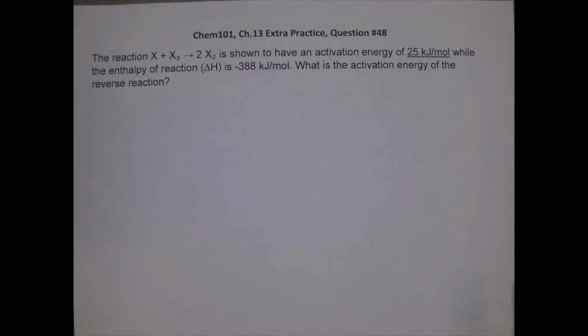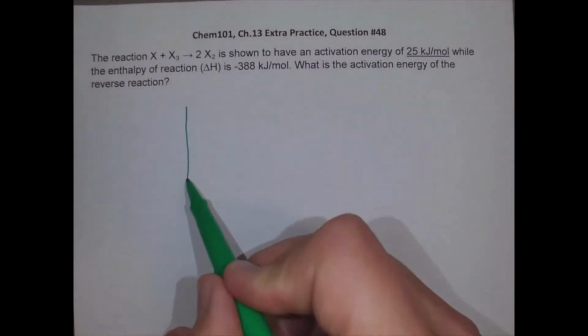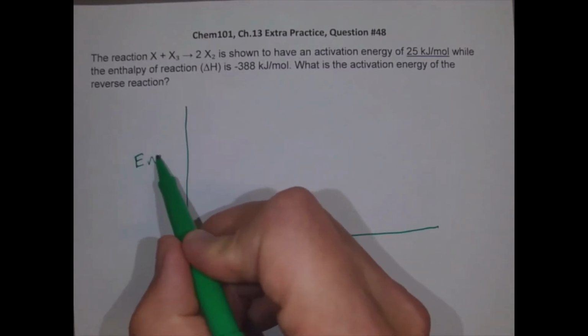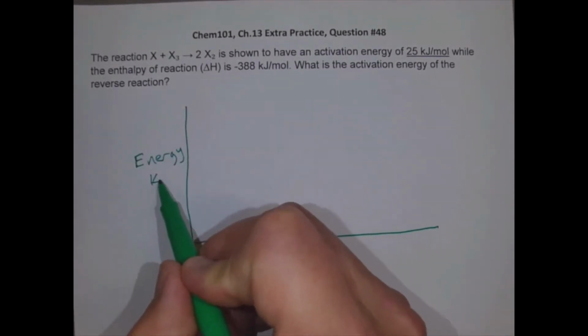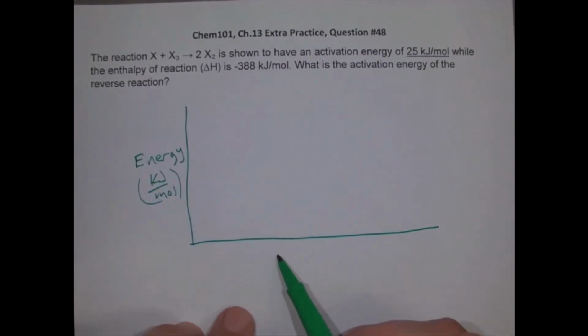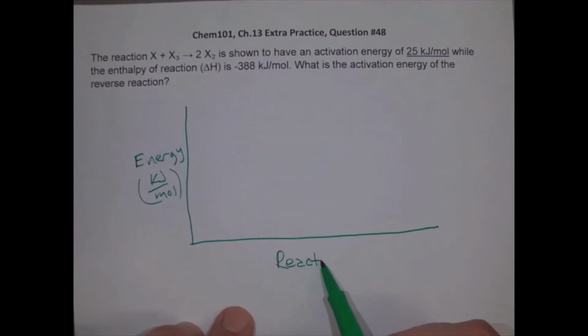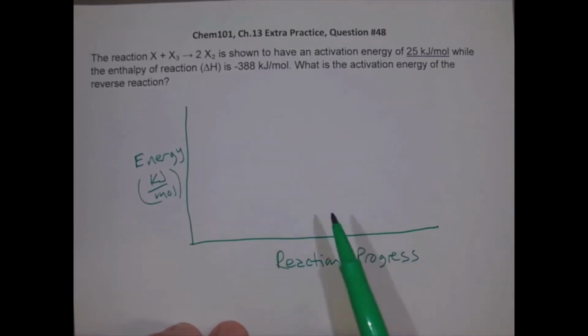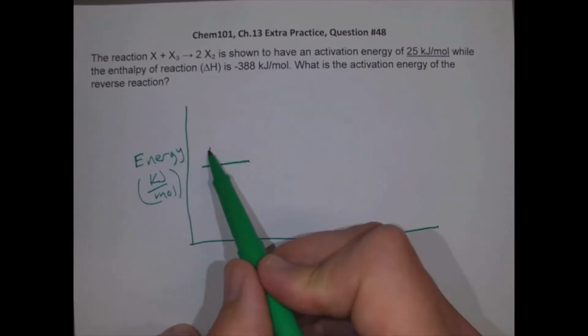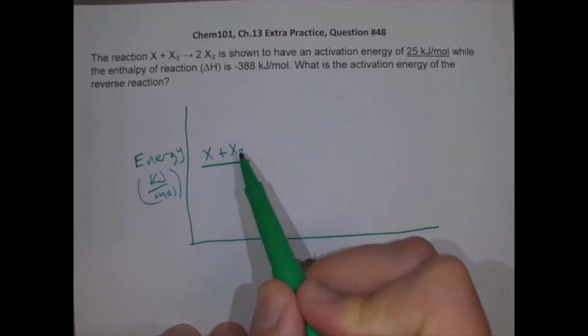Okay, so to answer this question, what we need to do is draw one of those diagrams where I plot energy on the y-axis, and the units for that we'll say is kilojoules per mole. And then on the x-axis, we're going to call that what we have called the reaction progress. Okay. So one thing I need to do is to mark off the energy levels of my reactants and products. So let's say that line represents the energy level of my reactants, X plus X sub 3.